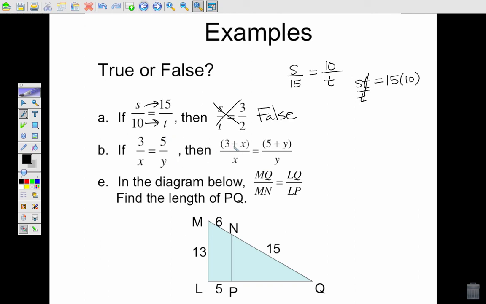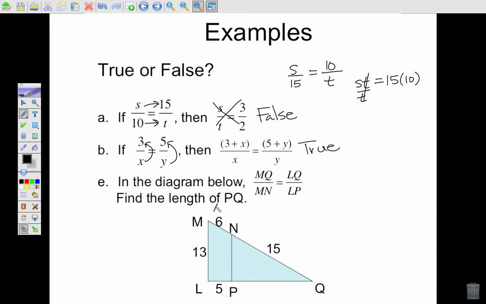Okay, the next one, 3 over X equals 5 over Y. If I add the denominator to the numerator for both, leaving the denominators the same, that follows our fourth property of proportions. So this is a true.